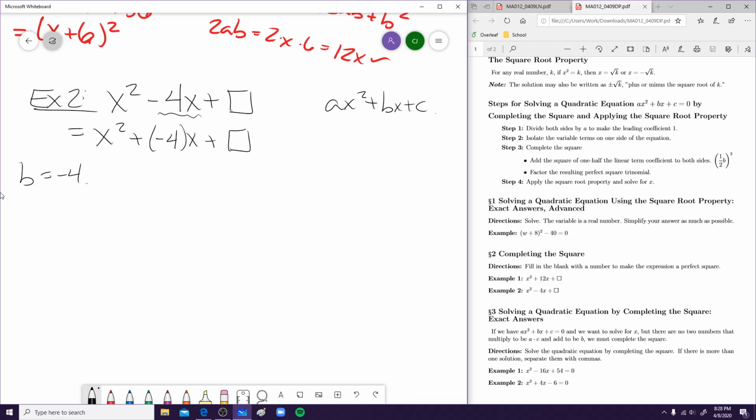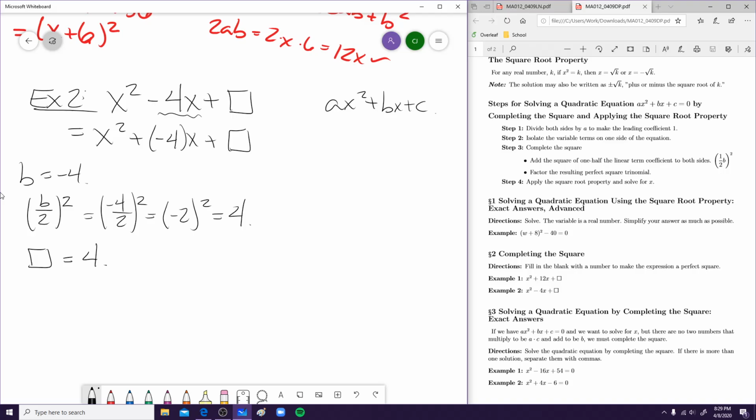And that is why b is equal to negative 4. So what are we going to do with this b? We're going to plug it into b over 2 quantity squared. So you just take this linear term, divide it by 2, and then square it. We're going to take negative 4, divide it by 2, which is negative 2, and then square it, which is positive 4. So box is equal to 4.